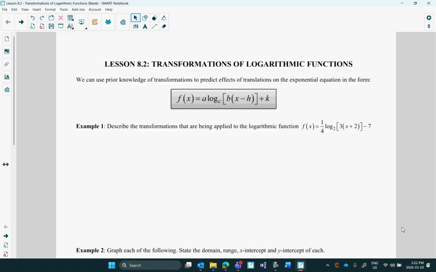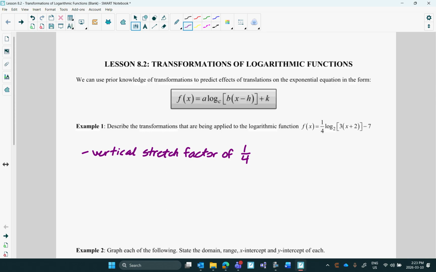Vertical stretch. Yes. Factor of 1/4. Remember, when you talk about stretches, you must include the word factor. Horizontal stretch by a factor of 1/3. It's always the reciprocal.